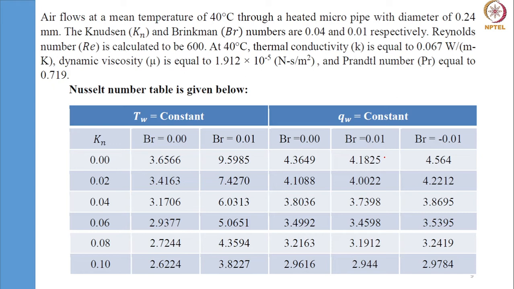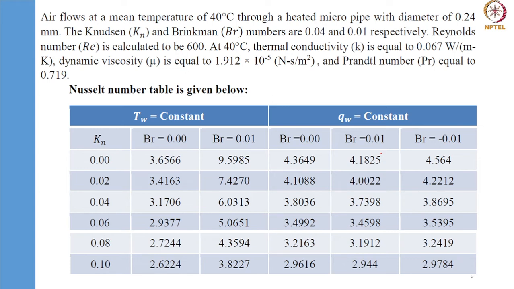I'll give you a numerical problem. I'll suggest you all to read and work it out. I'll give you a few minutes. Air flows at a mean temperature of 40 degrees Celsius through a heated micropipe with a diameter of 0.24 mm. The Knudsen number and Brinkman number are 0.04 and 0.01.